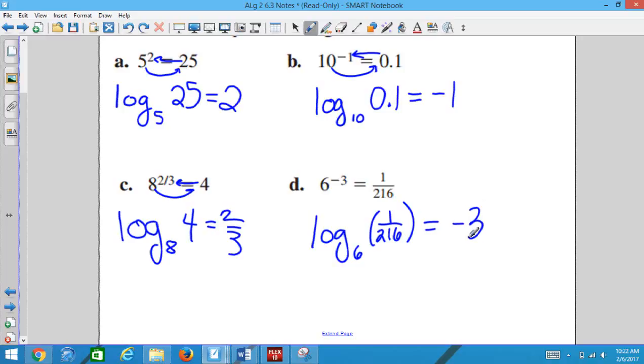Always equals the exponent. If you're not sure which number goes where and you didn't remember the swirling method, then it always equals the exponent. The base is always base.